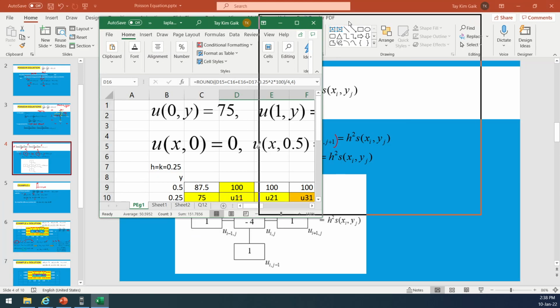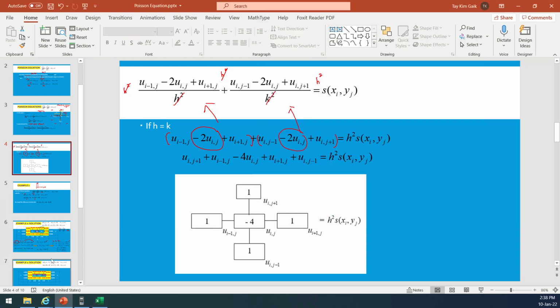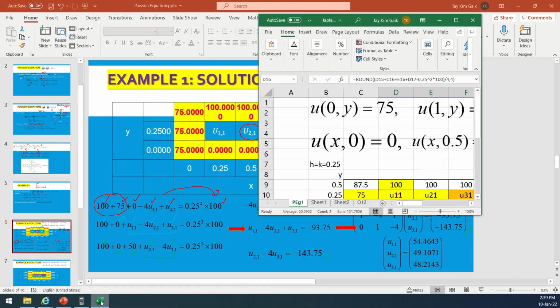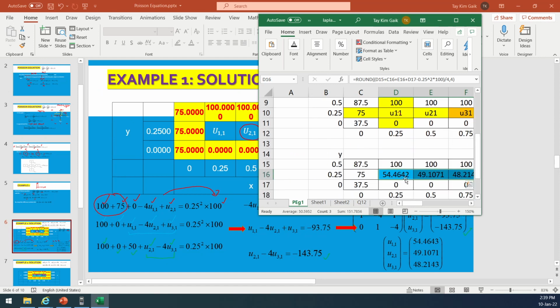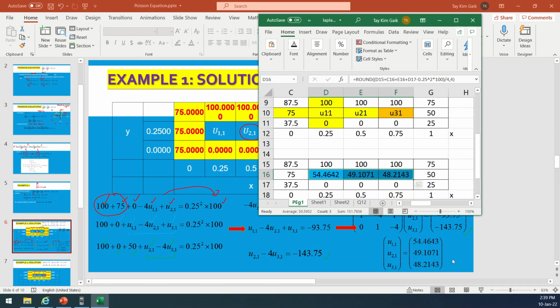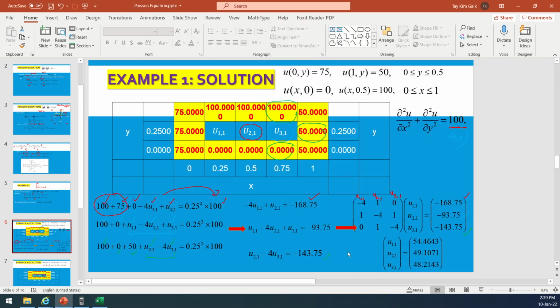You can check the solution: 54.4642, 49.1071, 48.2143. So this is quick, compared to solving manually, where you have to apply the molecule one by one to get the three linear equations, simplify, put them in matrix form, and then if you're not using a calculator, you need to use techniques from chapter 3.